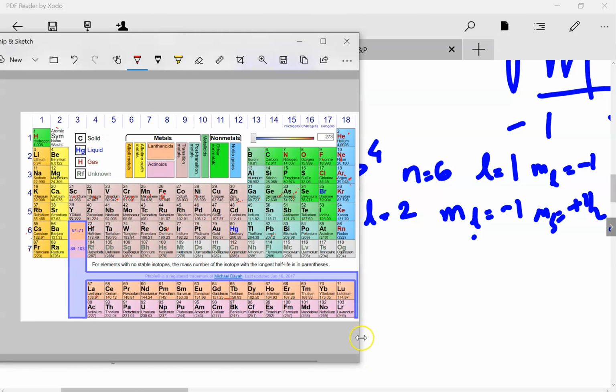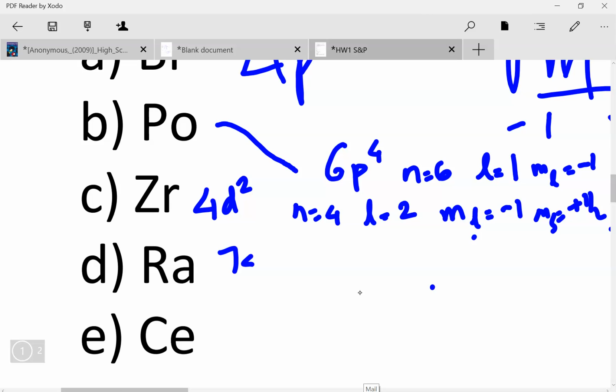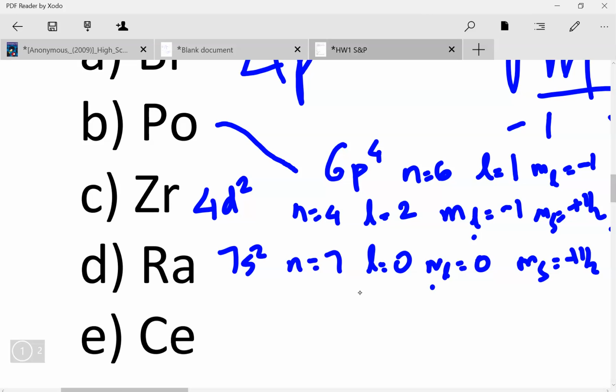Radium is 7s2. So n equals 7, l equals 0, ml, there's only one value available, 0, and ms equals +½ or -½, because the last electron was the opposite, and we could have started with anything.